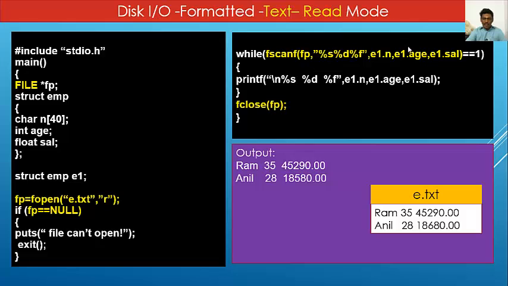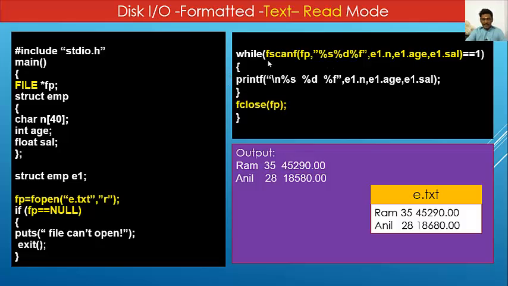These values are stored in the appropriate variables, that is e1.n, e1.age and e1.cell. It returns 1, so the condition is true. It prints those values by using the printf function with e1.n, e1.age, e1.cell. So we display the result: it displays RAM 35 45,290. Then the loop continues.